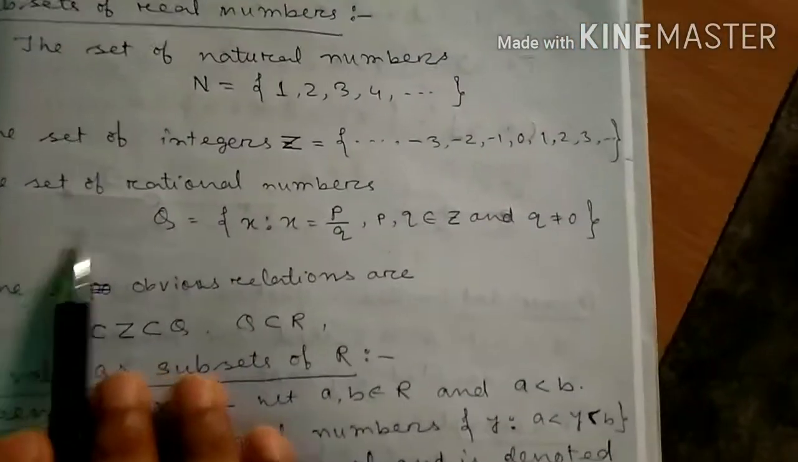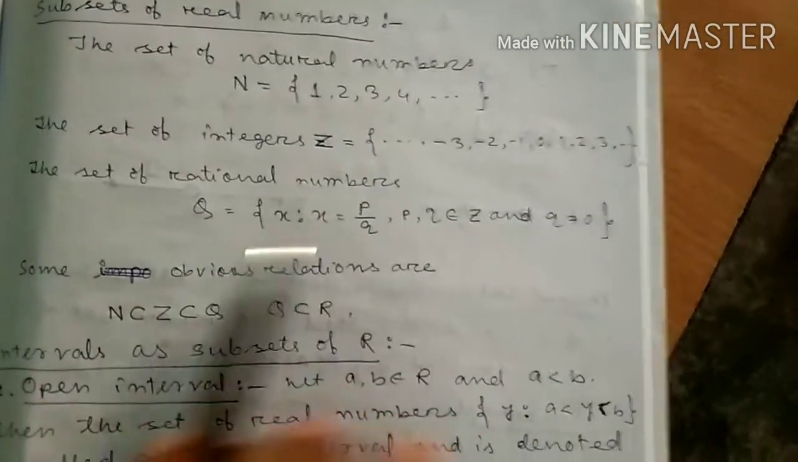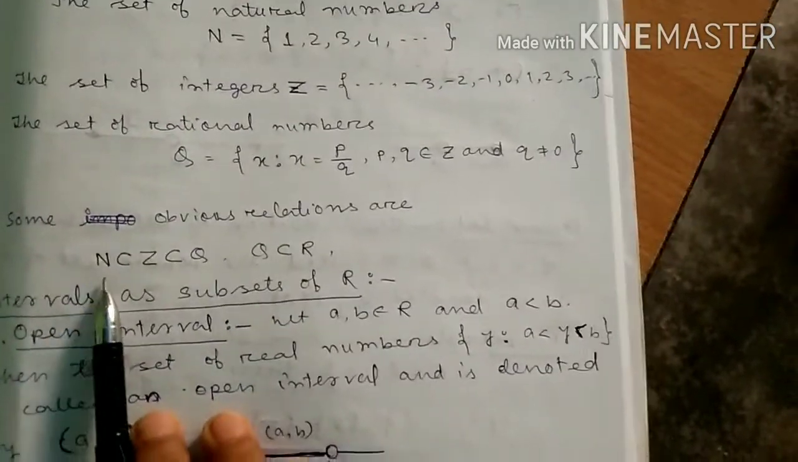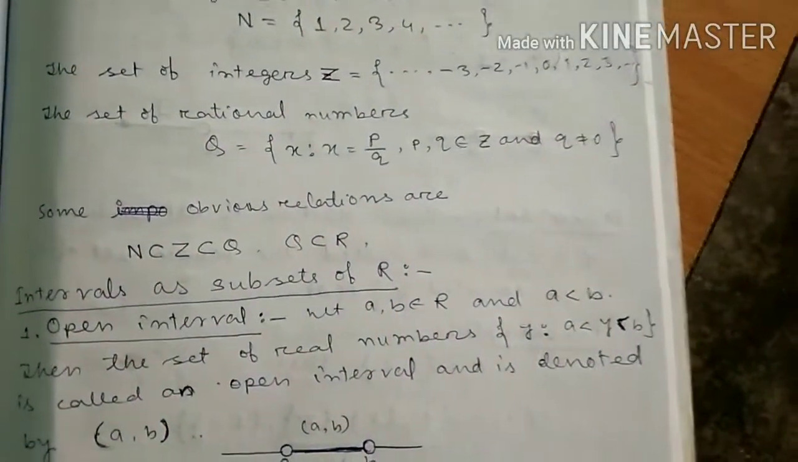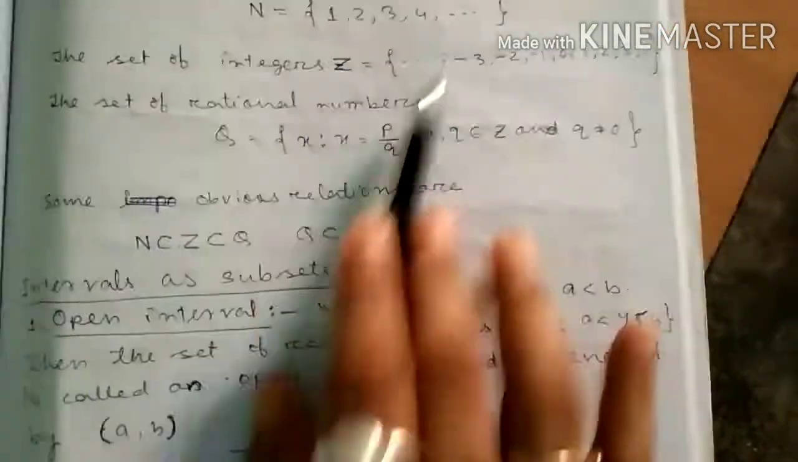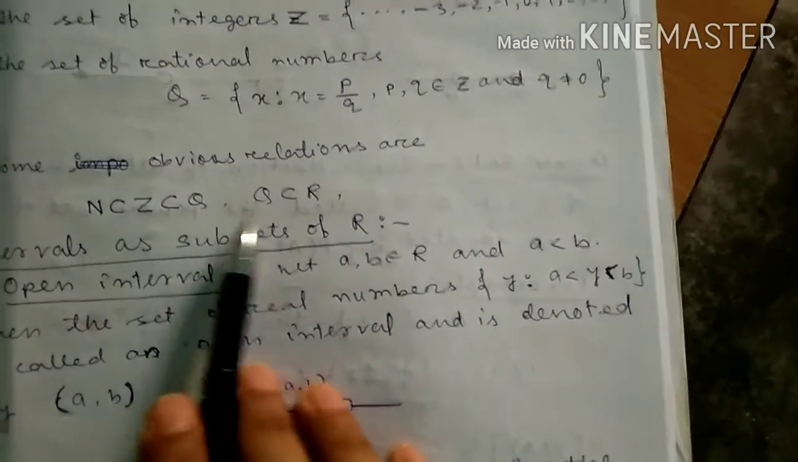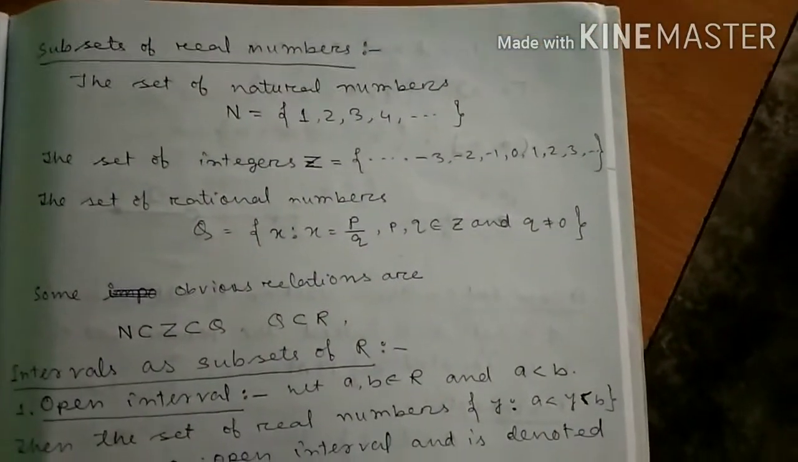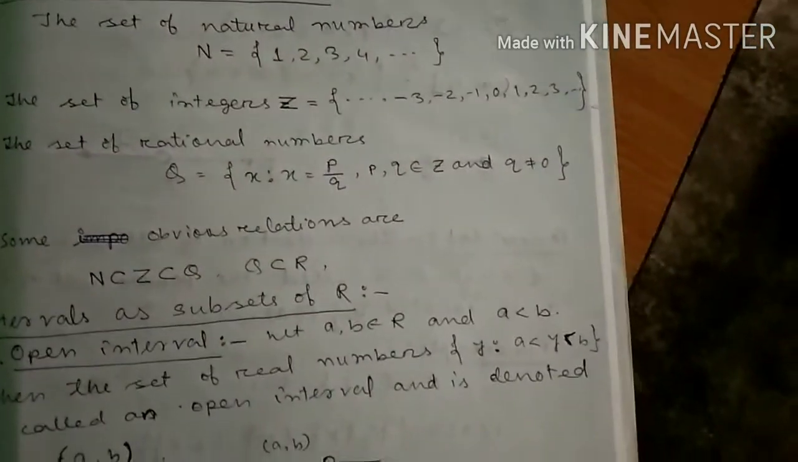The set of rational numbers: the numbers which can be expressed in the form p by q, these are rational numbers. These all are subsets of real numbers. Here natural numbers are included in Z, so therefore natural numbers are a subset of integers, and all the integers are rational numbers, so integers are a subset of rational numbers, and rational numbers are a subset of real numbers. So you can say natural numbers, integers, irrational numbers, rational numbers are all subsets of real numbers.